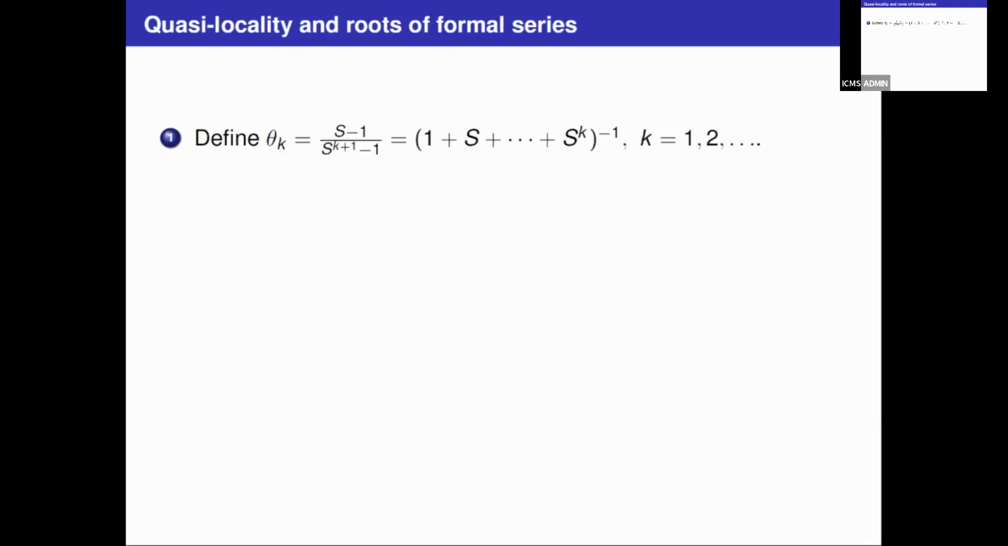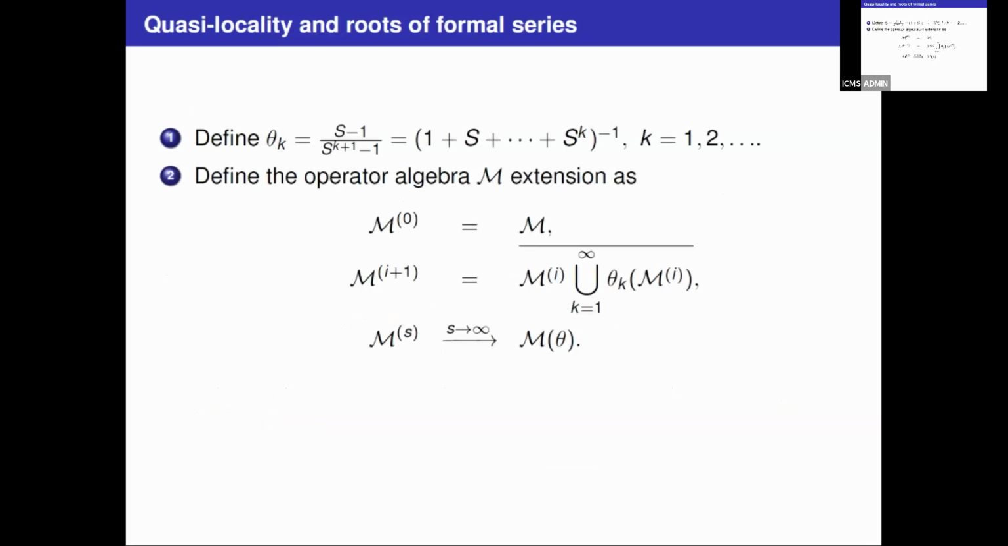So if we now define by theta k these operators, 1 plus s to the power 1, squared, etc., plus s to the power k, inverse. If I allow the action of operators of this form on elements of our A, then the coefficients of the root will belong to this extension. So this is the construction of the extension.